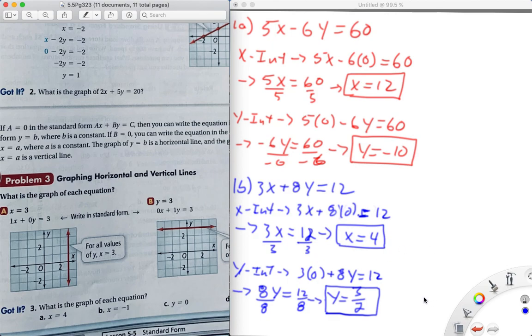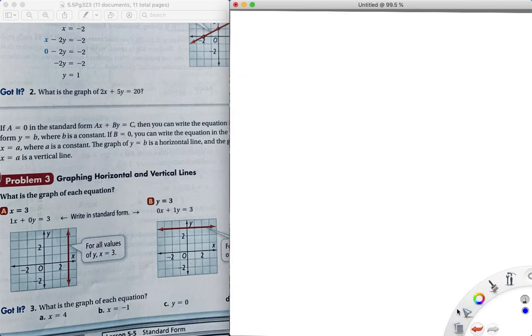Horizontal and vertical lines. So, these intercepts are examples of vertical lines. So, if the line is vertical, that's where it crosses the x-axis, meaning that, and this is in standard form, meaning that y is 0, or rather the coefficient in front of y is 0.